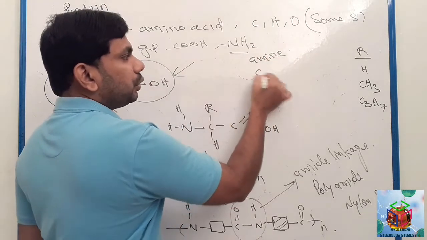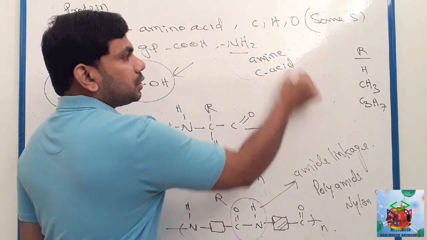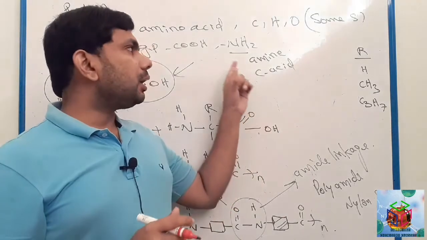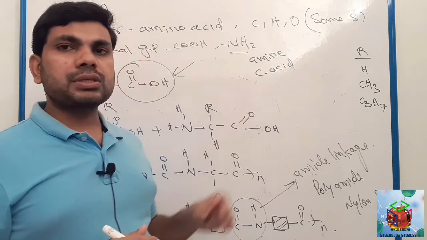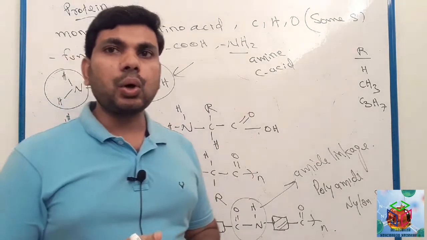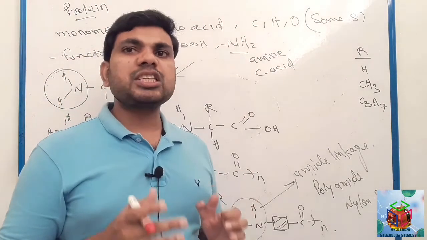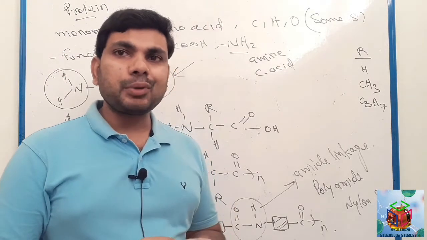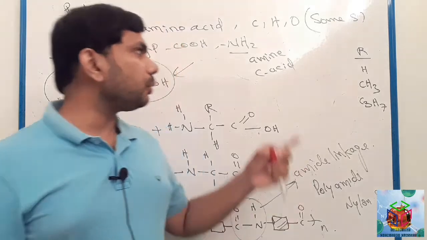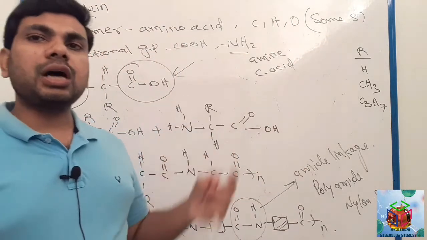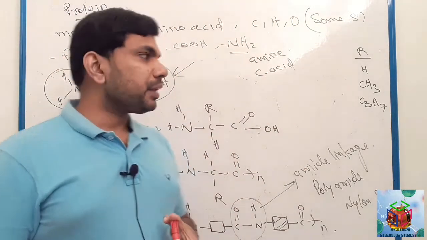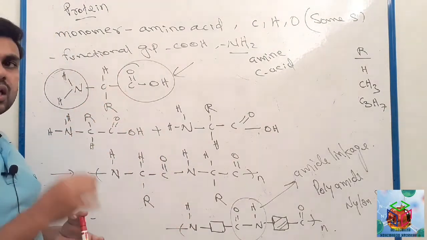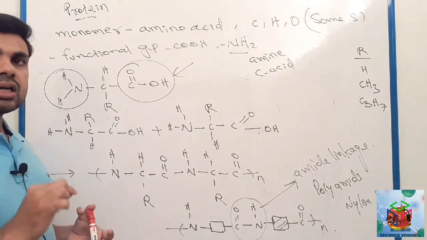COOH, we know, carboxylic acid. So amino acid contains two functional groups, amine and carboxylic acid, NH2 and COOH. Protein is a natural polymer. The monomer of protein is amino acid, which contains two functional groups, amine and carboxylic acid. And see here, this is the structure of amino acid: NH2, CHR, COOH.